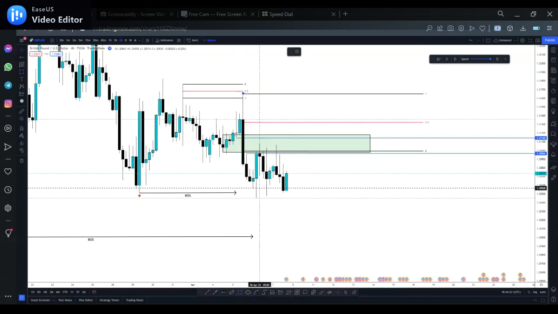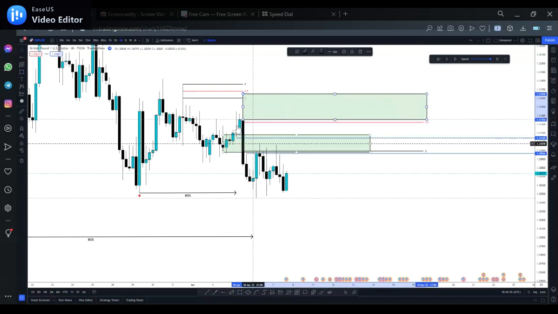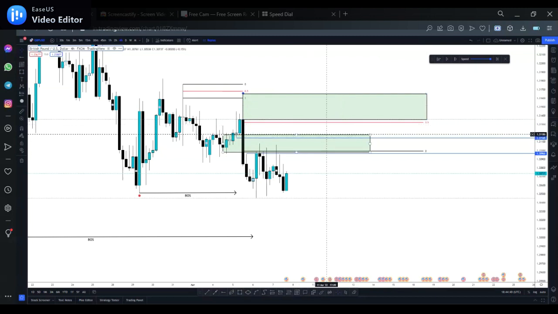So what I did was this. I marked out the hidden order block. Okay, I always refer to the hidden order block in contrast to the obvious order block, because I feel like the obvious order block is a trap for the hidden order block.